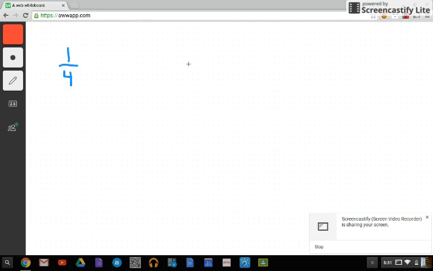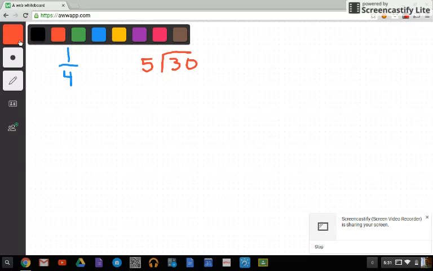So I can take any division problem. So let's take 30 divided by 5. Now, if I multiply both of these numbers by the same number, it's not going to change this problem any at all. I will still get the same answer. So I'm going to prove that to you.